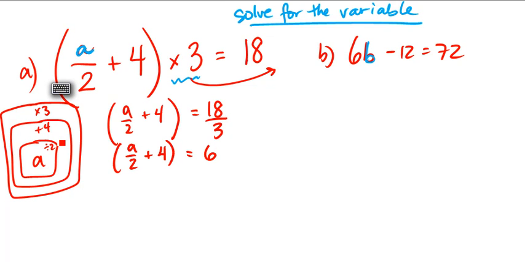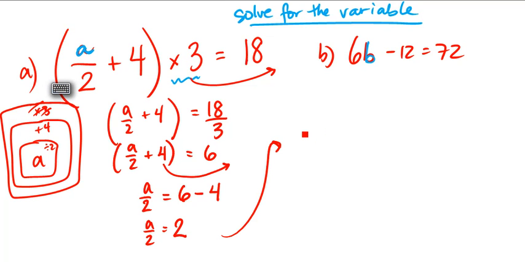The next thing that I have to remove is the plus 4. So I move the plus 4 to the other side. a over 2 equals 6, and now it's minus 4. So a over 2 equals 6 minus 4, which is 2. If I move up here, a over 2 equals 2.